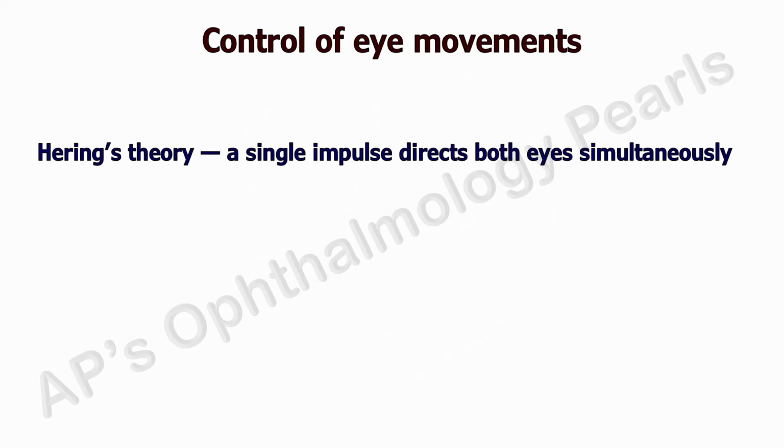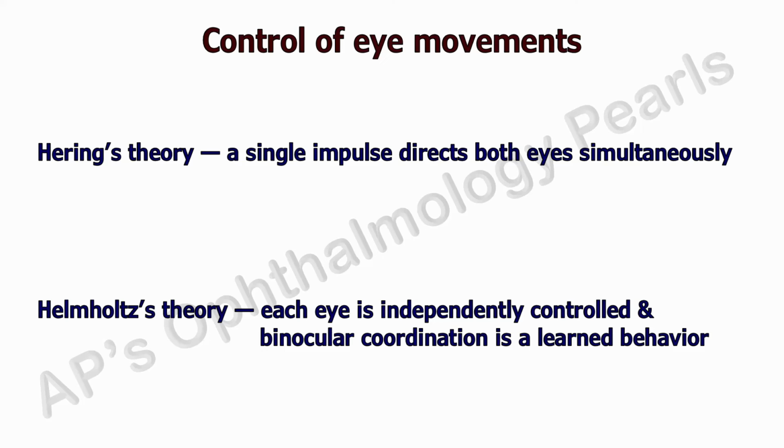And finally, a note on the theories concerning the control of eye movements. Hering's binocular theory is that a single impulse directs both eyes simultaneously, whereas according to Helmholtz's monocular theory, each eye is independently controlled and binocular coordination is a learned behavior.